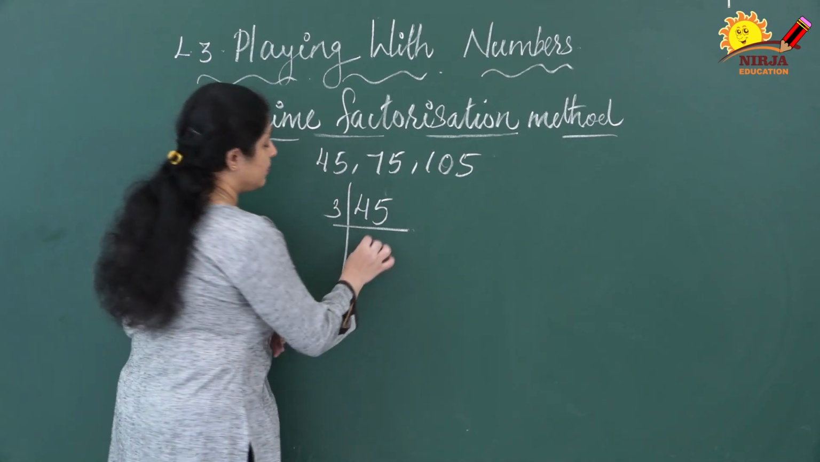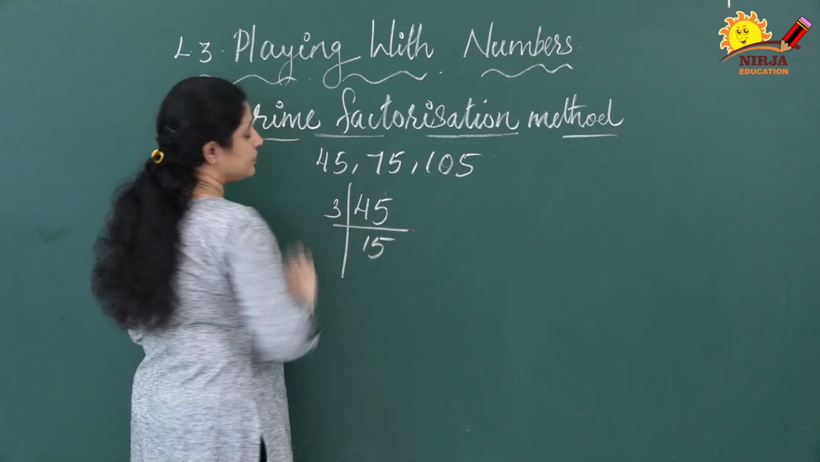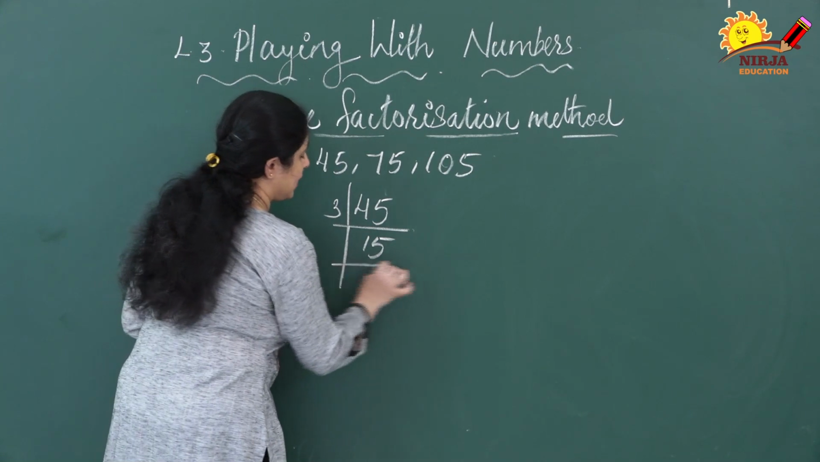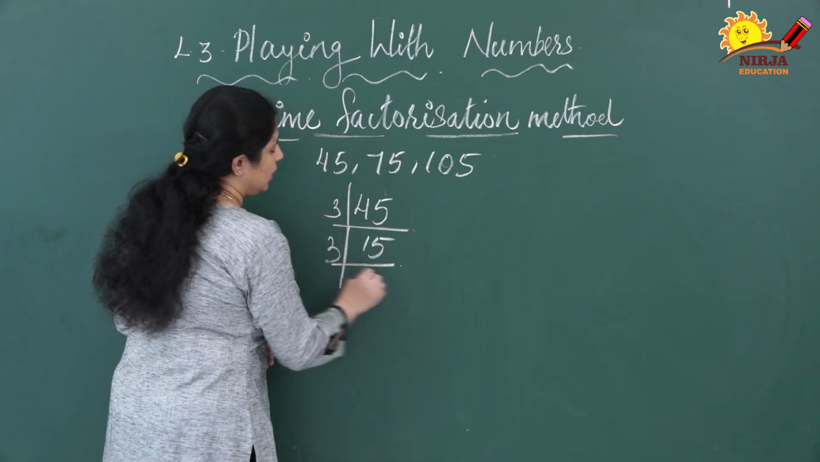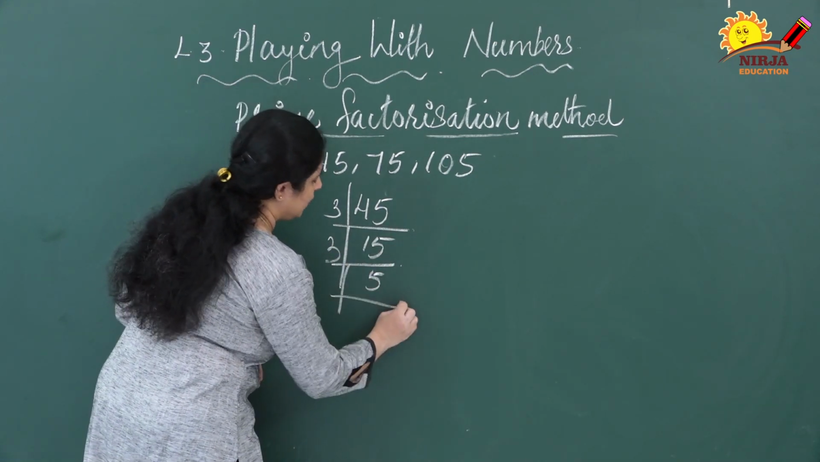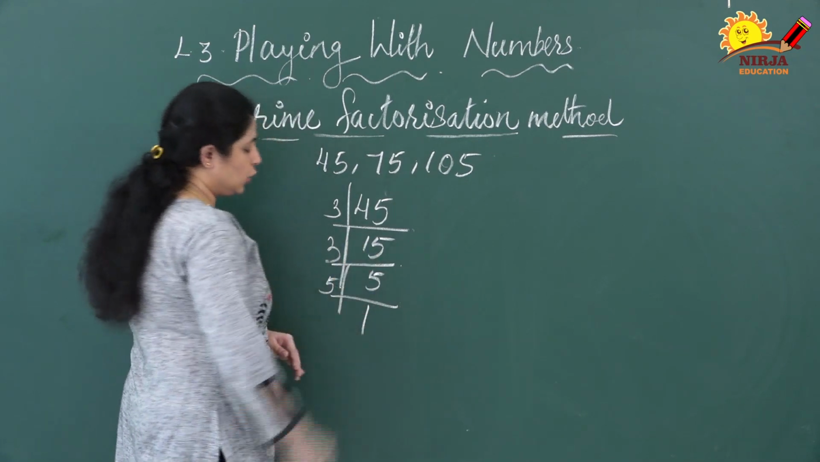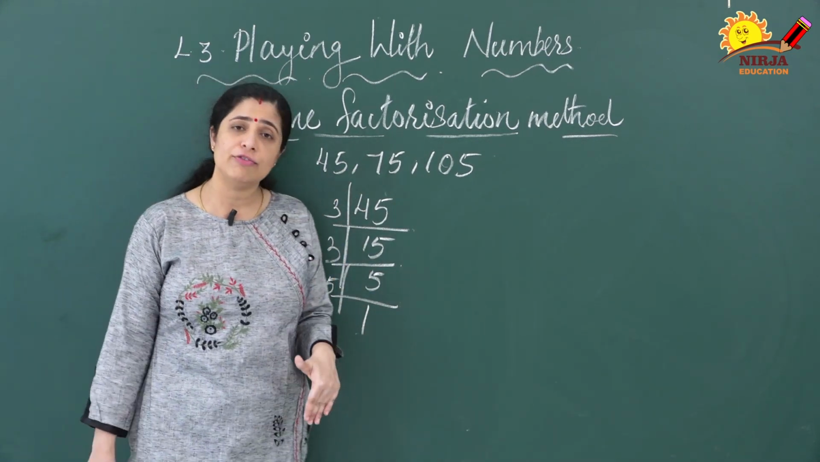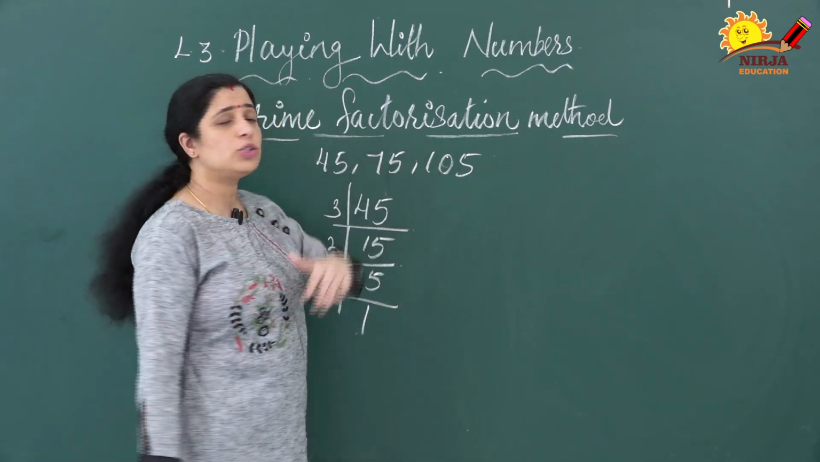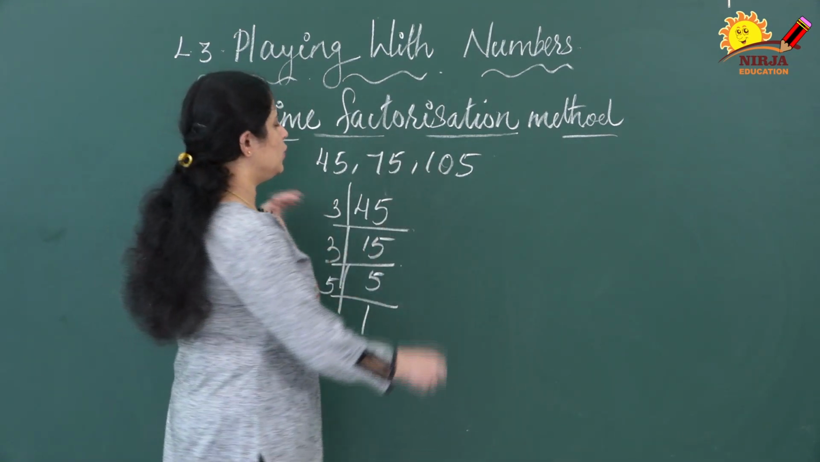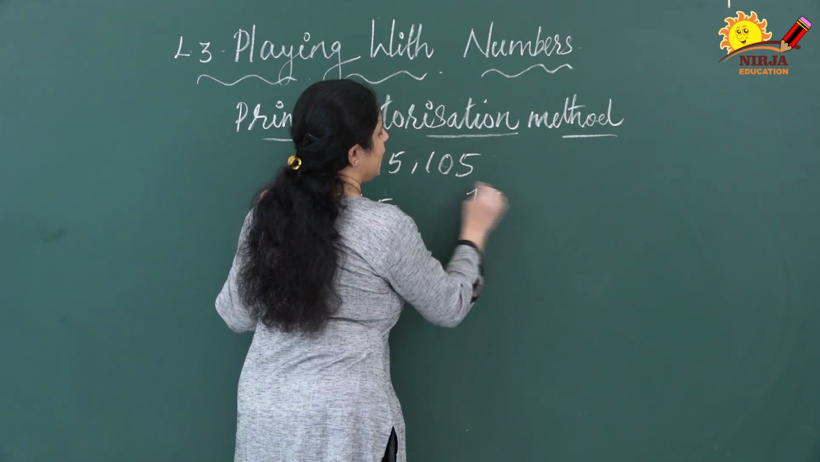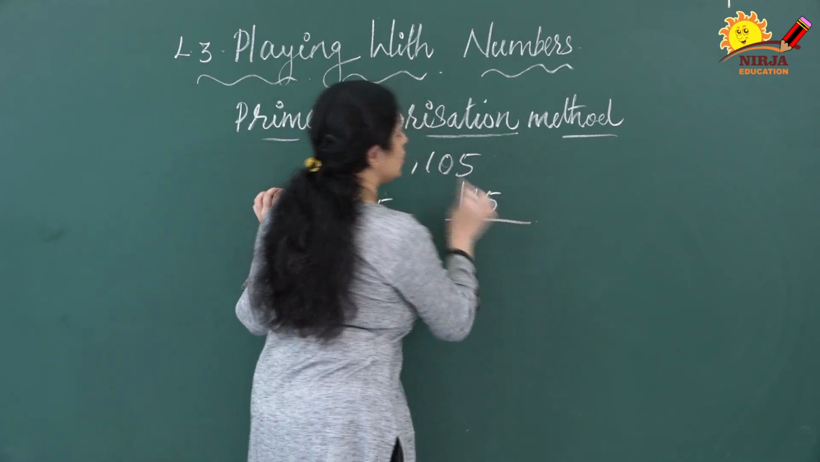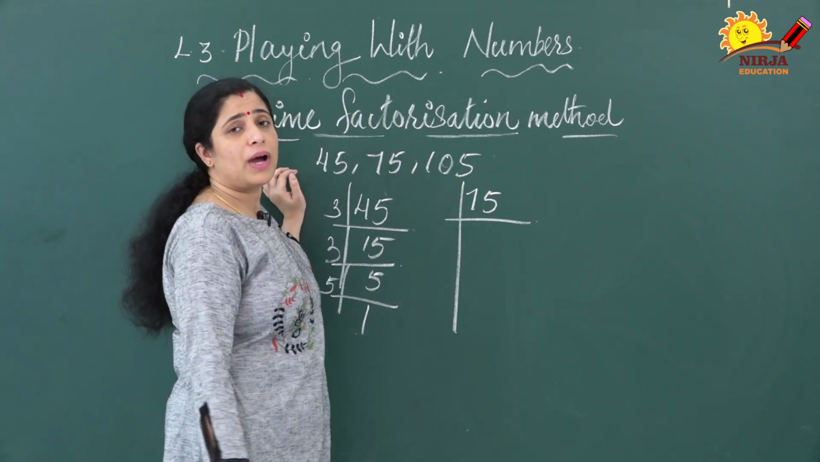You will get 15. Next again you can divide this number by 3. 5 3s are 15. Again by 5 you will get 1. So like this way you have to do the prime factorization of the remaining two numbers also, that we will do. 75. 75 also it is not possible to divide it by 2.